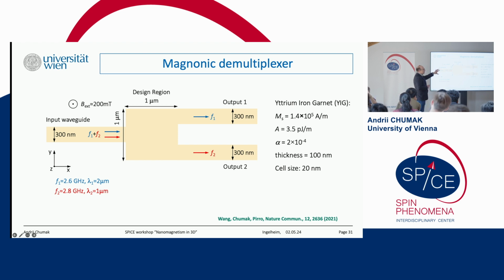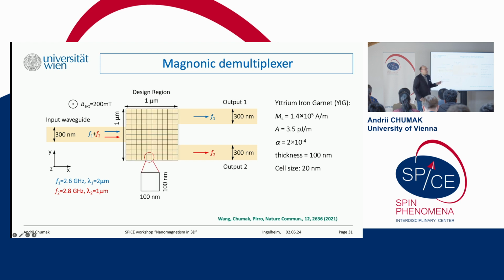So this is a demultiplexer. It has one input and two outputs, 1 and 2. We send two frequencies in linear regimes. They do not interact, and we want to have F1 here and F2 here. The region, however, where the spin wave inverse design happens is here.